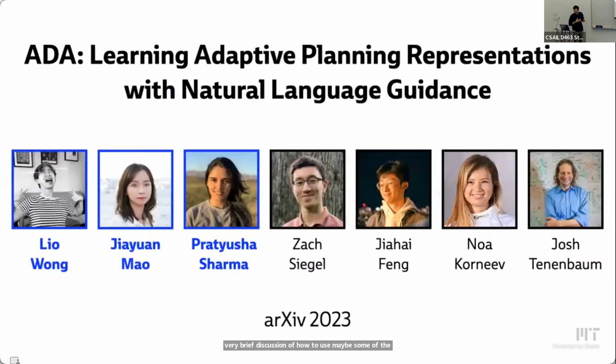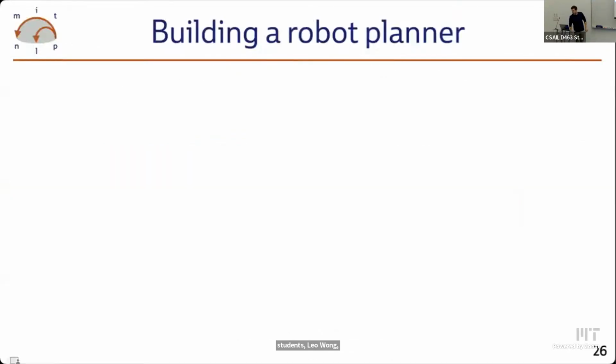Cool. So let's dive right in. And the first project I'm going to be talking about here was led by MIT PhD students Leah Wang, Jiayuan Mao, and Pratyusha Sharma. So how does our hypothetical graduate student on the first day of her project figure out how to build a good kitchen robot?